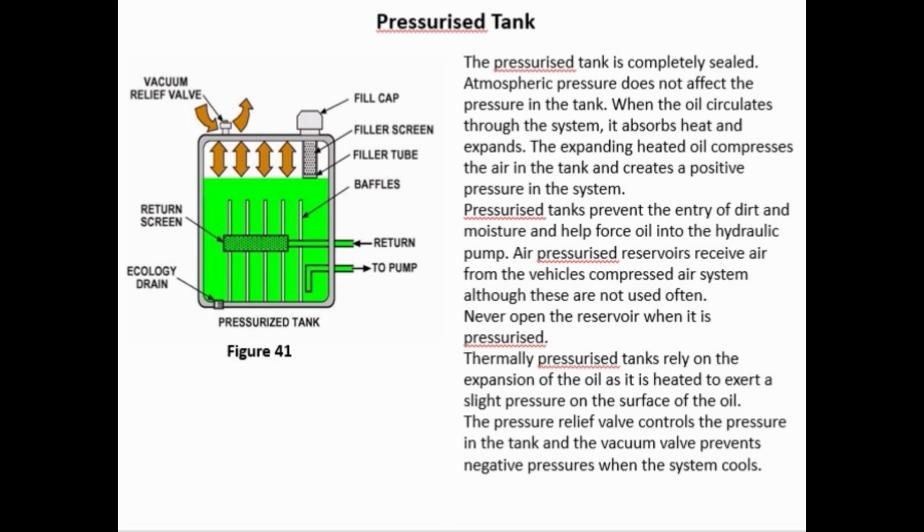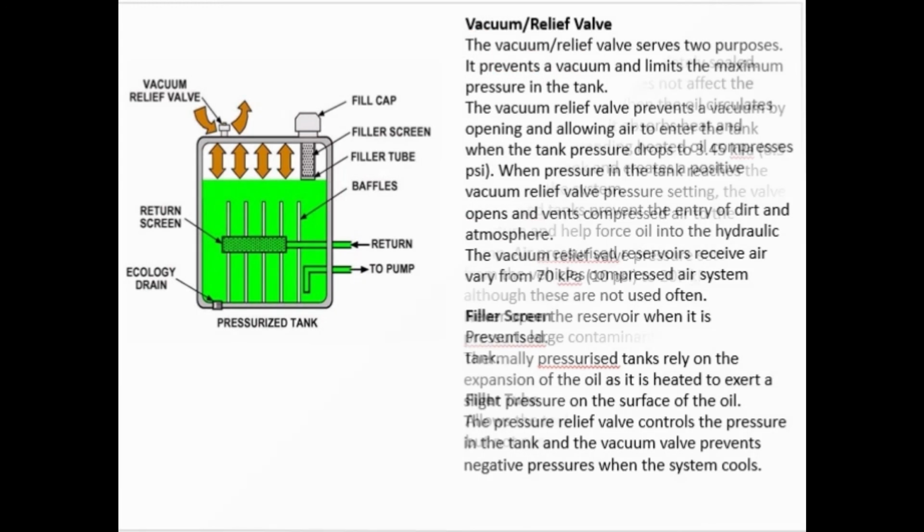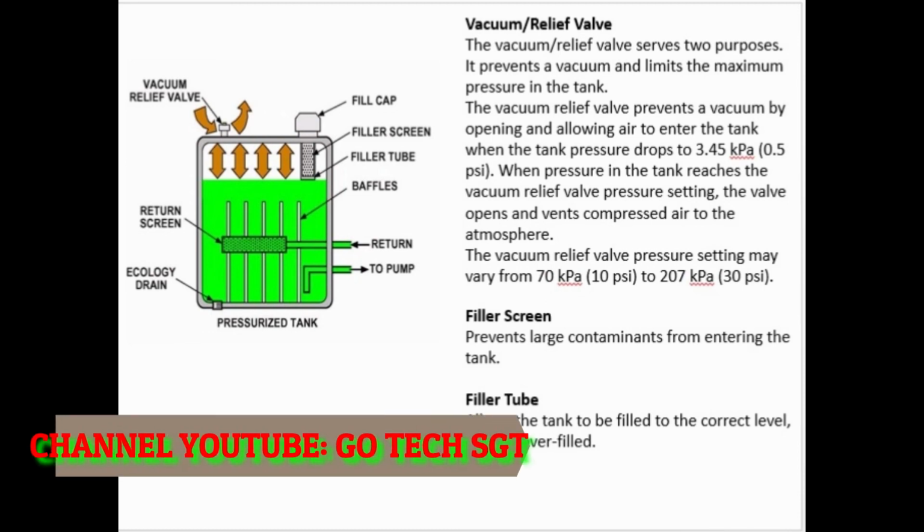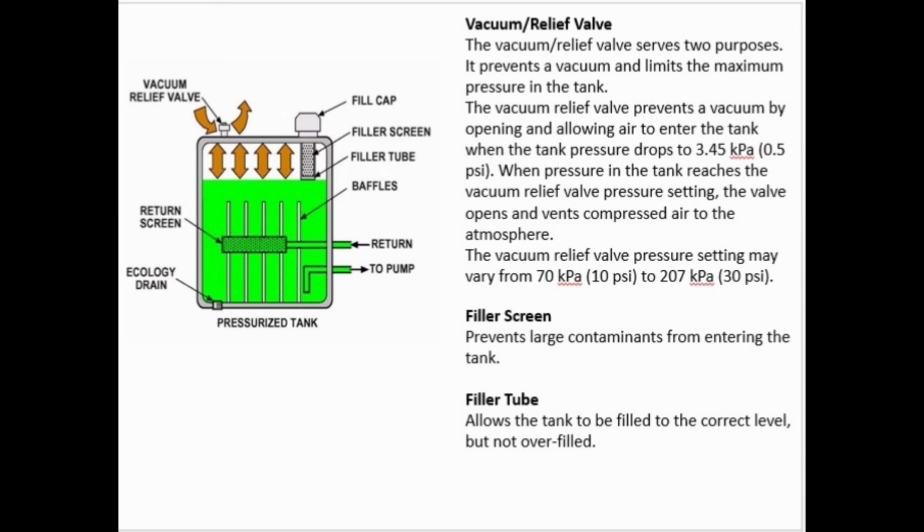Thermally pressurized tanks rely on the expansion of the oil as it is heated to exert a slight pressure on the surface of the oil. The pressure relief valve controls the pressure in the tank and the vacuum valve prevents negative pressures when the system cools. Vacuum relief valve. The vacuum relief valve serves two purposes. It prevents a vacuum and limits the maximum pressure in the tank.